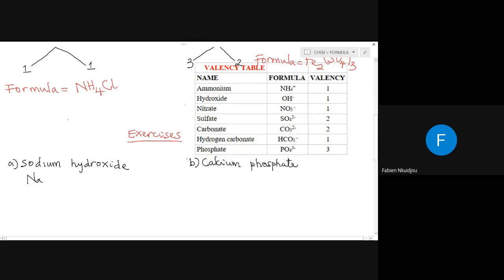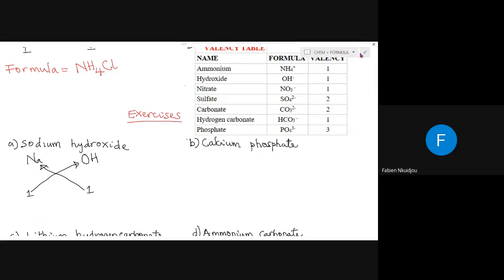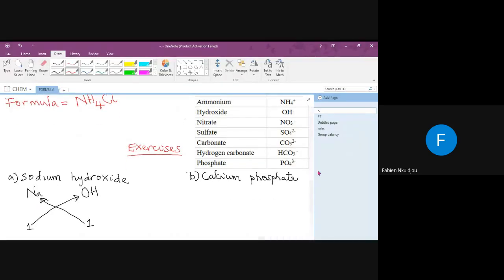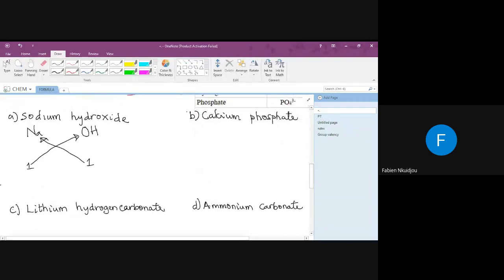So we have it here. So sodium has a valency of 1, hydroxide has a valency of 1. We interchange the valencies. So the formula is, so that is the chemical formula of sodium hydroxide.